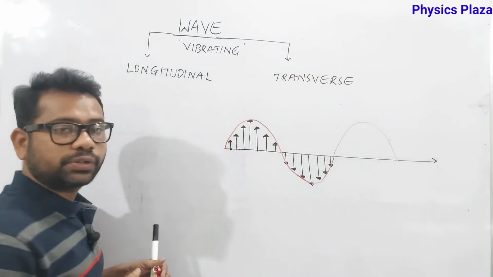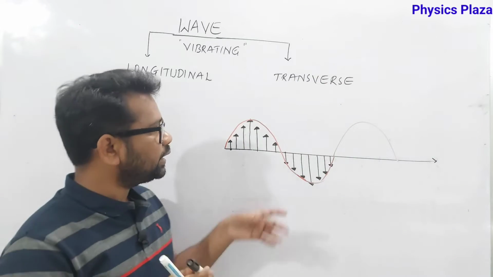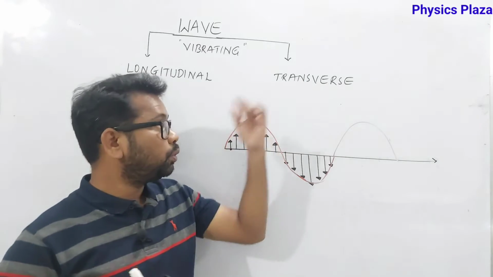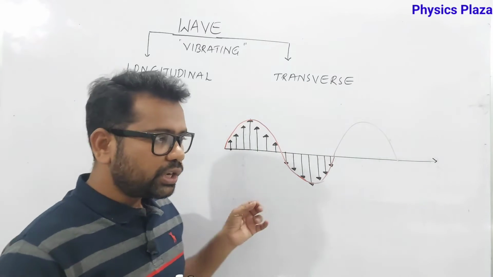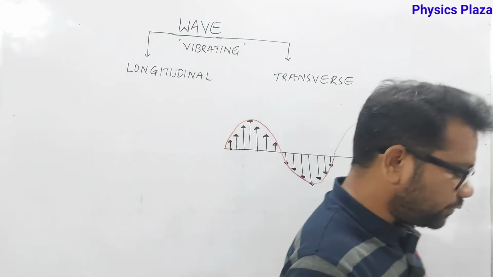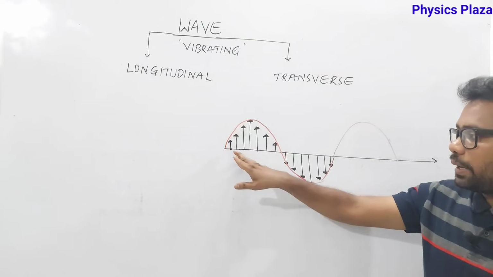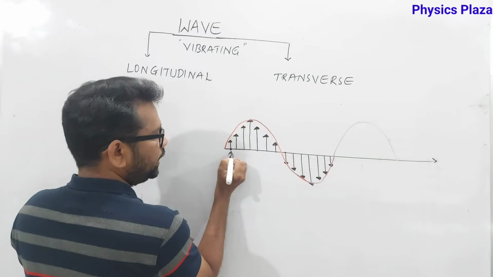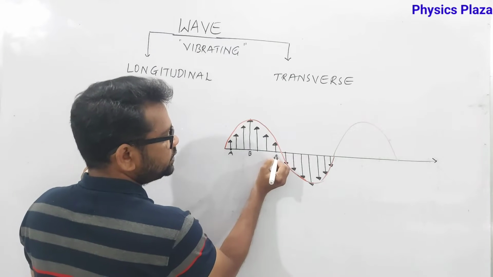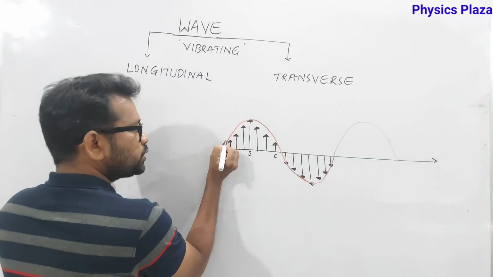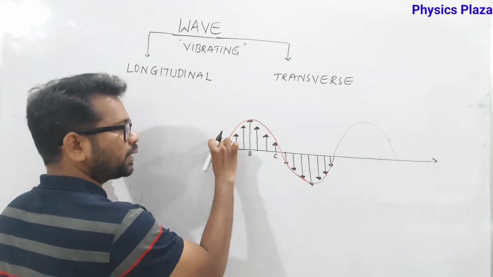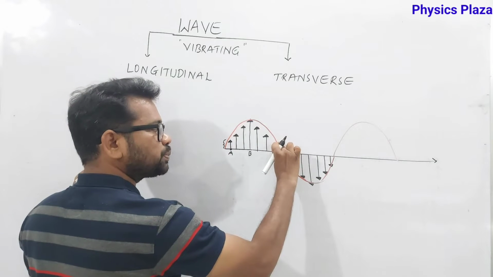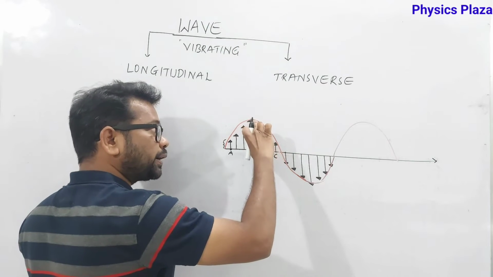It will be continued. So this is how we can best represent the transverse wave. Children, here if you can see, there are some particles. For example, let us say this is A, this is B, these are the particles I have taken. So this is the displacement of particle A, and this is the displacement of particle B.